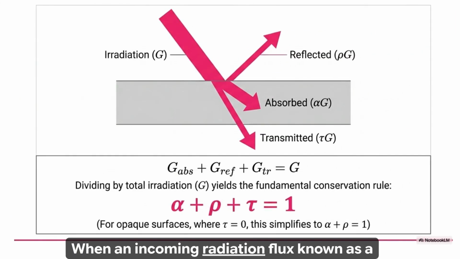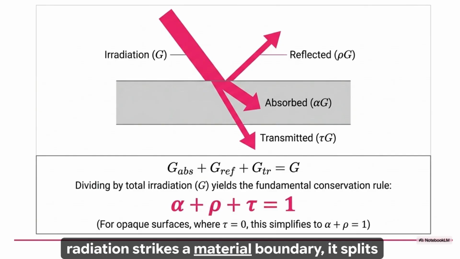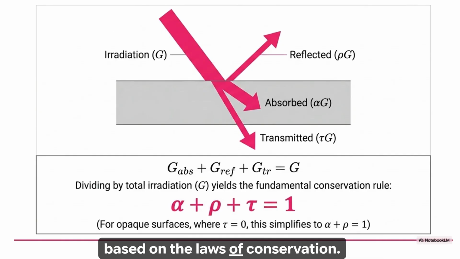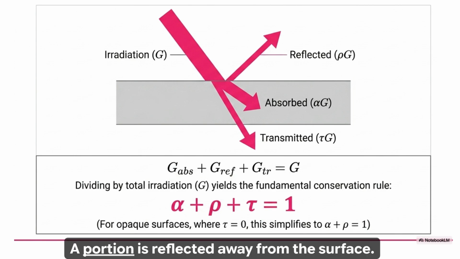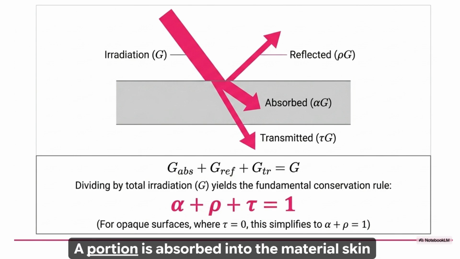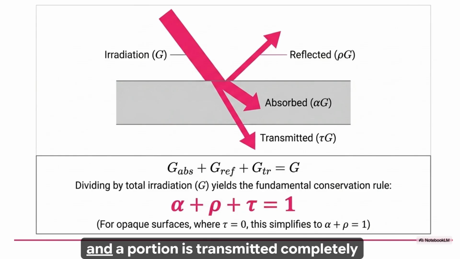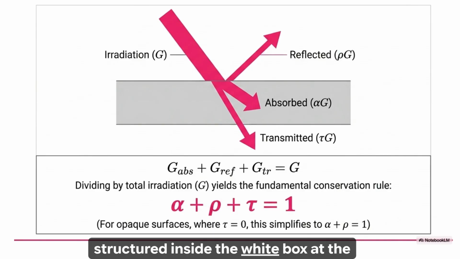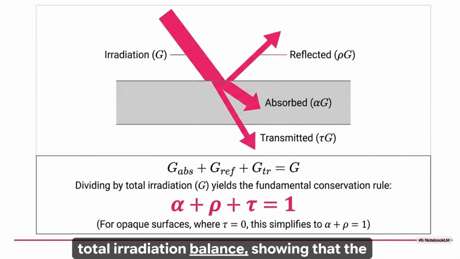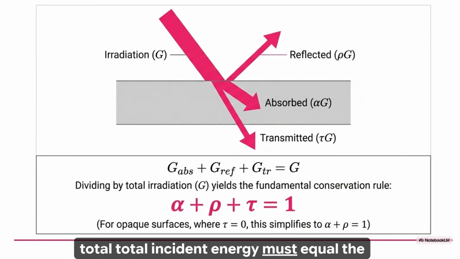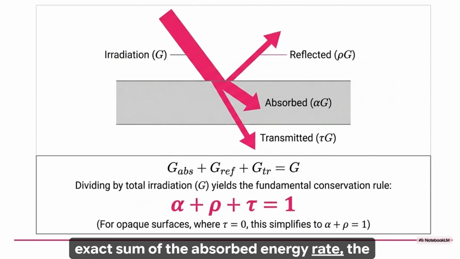When an incoming radiation flux, known as irradiation, strikes a material boundary, it splits based on the laws of conservation. As the central diagram illustrates, an incoming band of irradiation is divided into 3 distinct parts. A portion is reflected away from the surface, a portion is absorbed into the material skin, and a portion is transmitted completely through the body. Let's look at the mathematical rule structured inside the white box at the bottom. The top equation within this box defines the total irradiation balance, showing that the total incident energy must equal the exact sum of the absorbed energy rate, the reflected energy rate, and the transmitted energy rate.